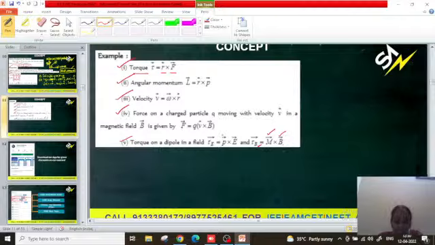Here P bar is the electric dipole moment and E bar is the electric field. So in the measurement of these vector quantities, we can follow the properties of the cross product. And let us see a few more important points in the properties of the cross product.